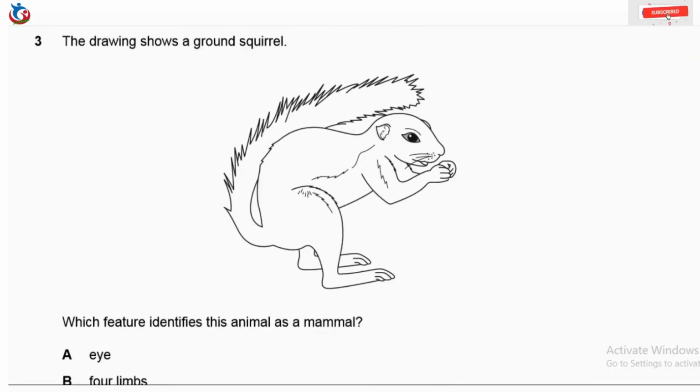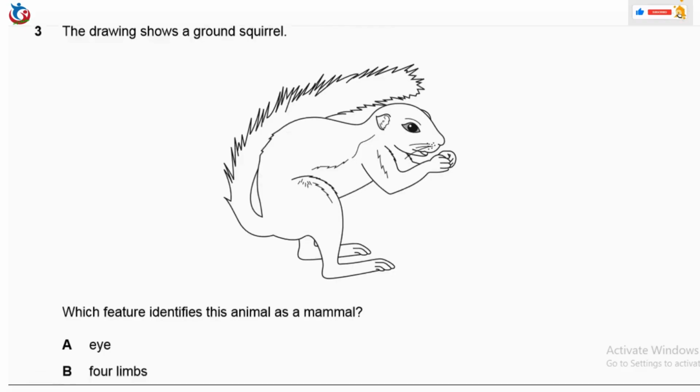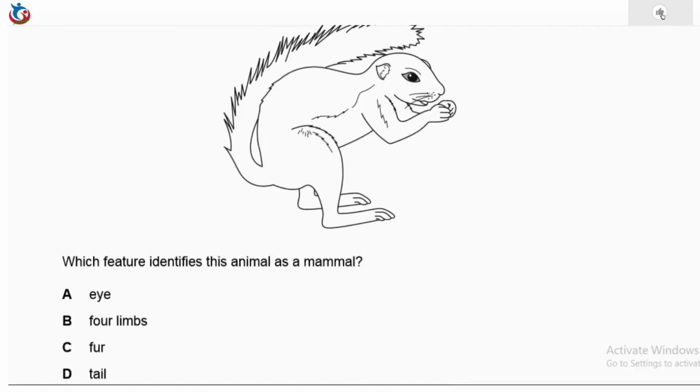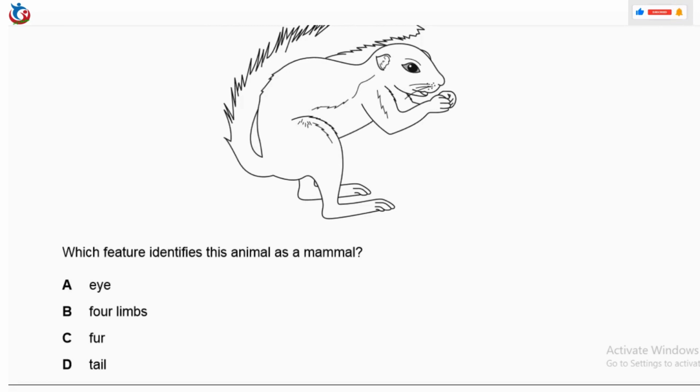Question 3 says, the drawing shows a ground squirrel. Which figure identifies this animal as a mammal? Which picture identifies it as a mammal? A is eye. Other animals apart from mammals have eyes, so eye is not the answer. 4 limbs. Amphibians also have 4 limbs, so it's not very specific to mammals. But 4, here is a characteristics of mammals, but not detailed. So the answer to this question is 4.